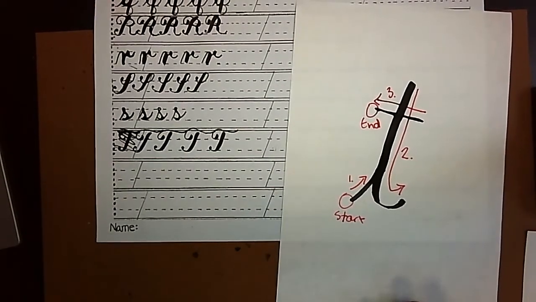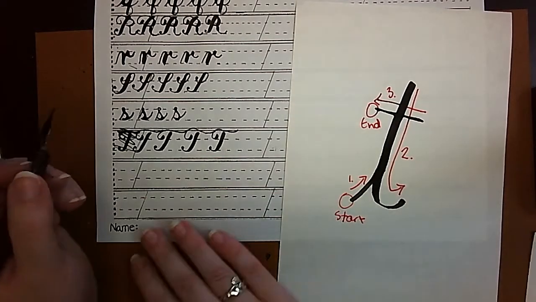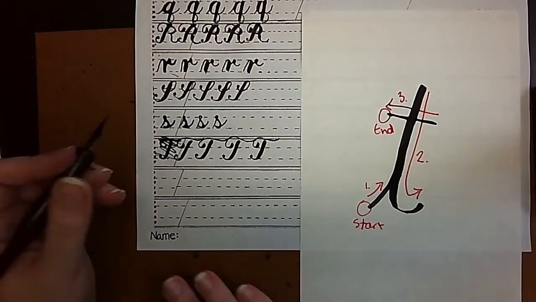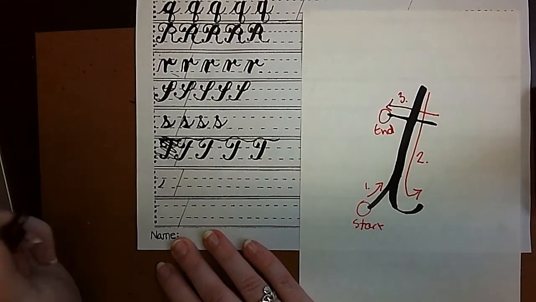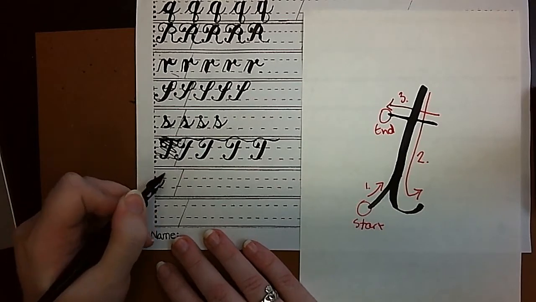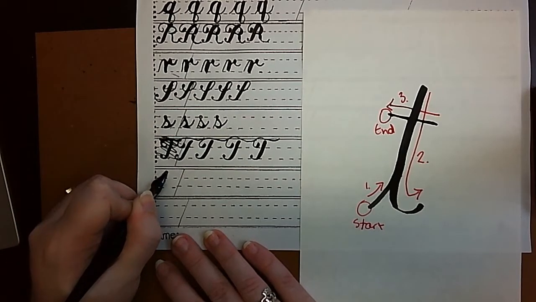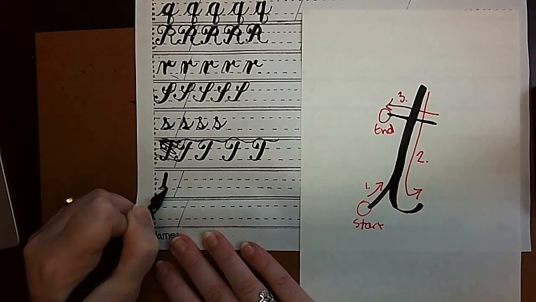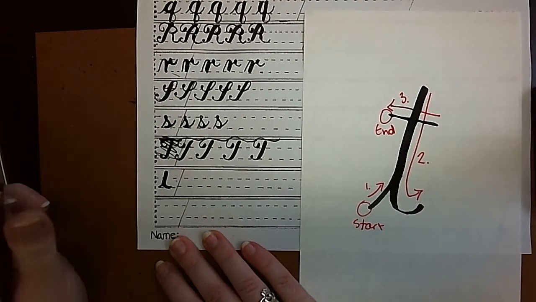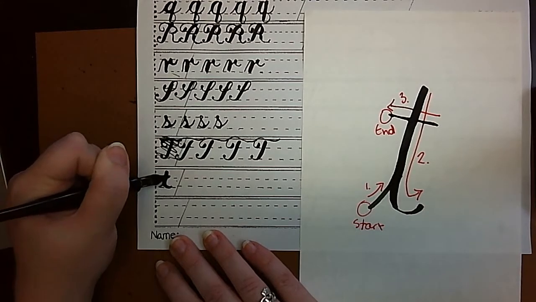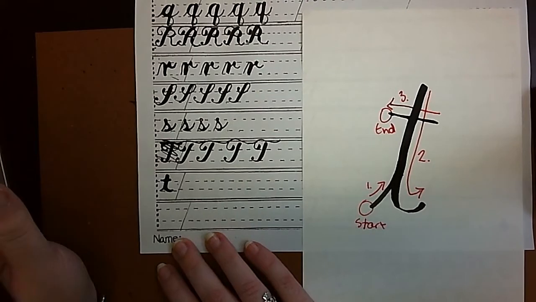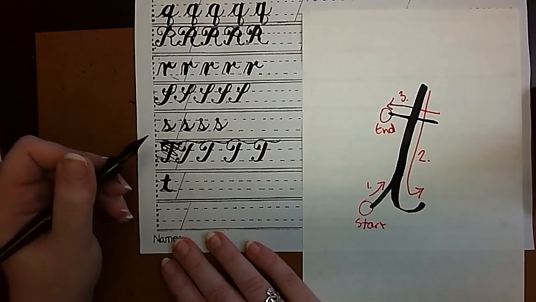Lowercase t is pretty simple. It will take up the X space and the header. I'm going to start by making an entrance stroke inside the X space. Then I'm going to move up into my header, pull a line down, and then curve it out to the right. Then towards the top of the X space, a little bit into the header, pull a line across to the left. I'm going to do that again.